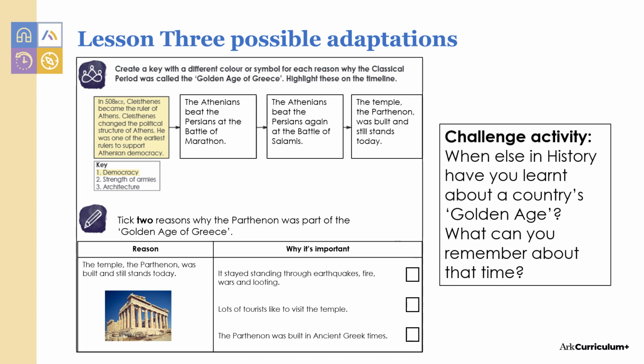Challenge pupils with the question, when else in history have you learnt about a country's golden age? To create links to the Year 5 unit, Baghdad and the Middle East, where pupils learnt about the golden age of Islam. If using this question, use the Year 5 resources to have an example answer prepared.